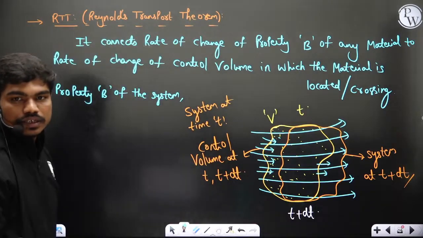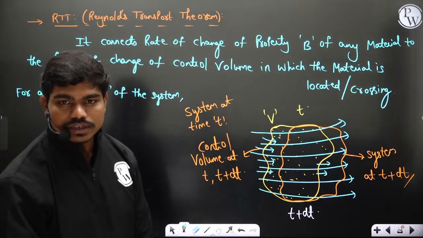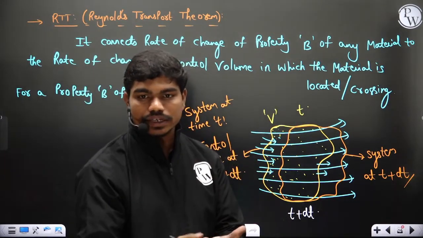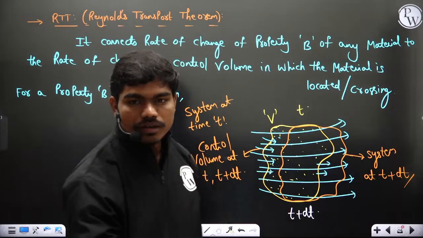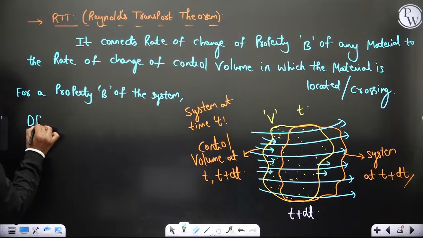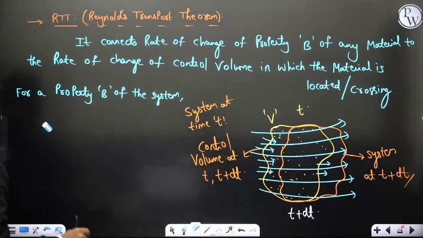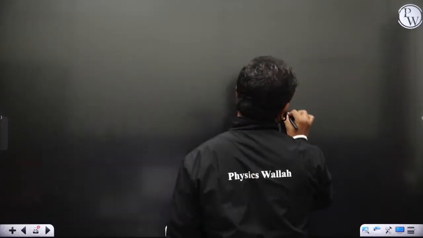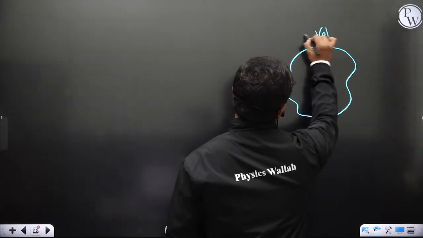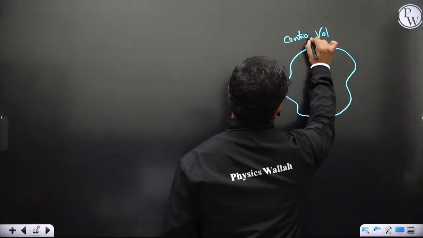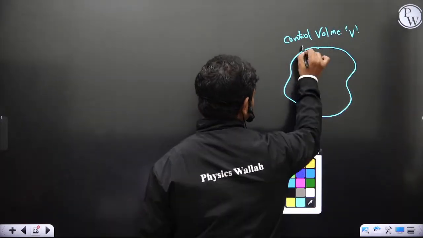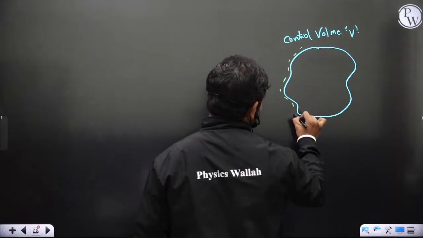Control volume is basically just a volume. That's it. Fine. Now let us see, for any property B. Let me write here in the next page. If you have a control volume V, and this is the control surface, definitely if it's a volume, it's bounded by some surface.